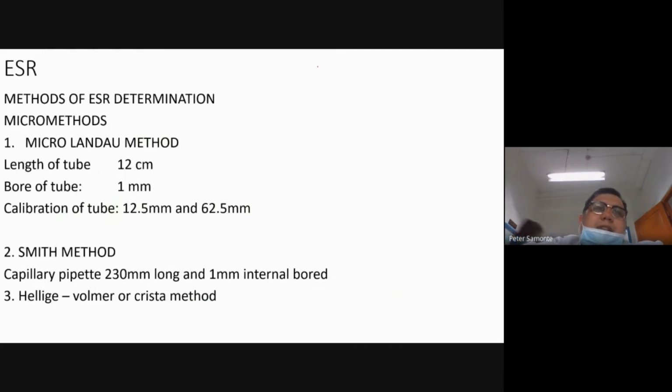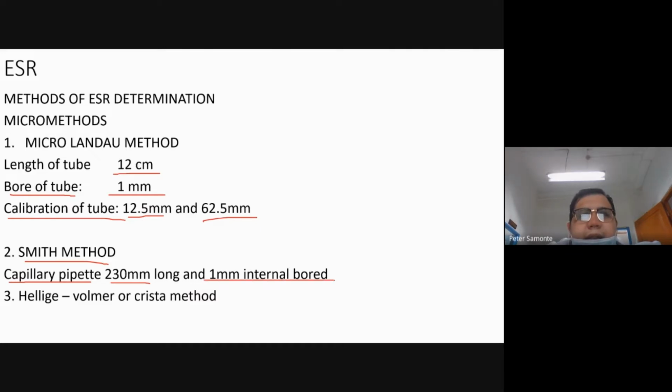Now, let's proceed to your micro methods naman in ESR. So we have your micro-Landau method. So your micro-Landau method would use a tube with a length of 12 centimeters. It has a bore of 1 millimeter. Calibration of the tube are 12.5 and 62.5 millimeter. Then we also have the Smith method. It uses capillary pipette, 230 millimeter long and 1 millimeter internal bore. And we have the Hellige-Vollmer or Christa method.